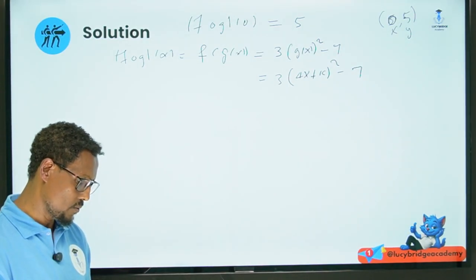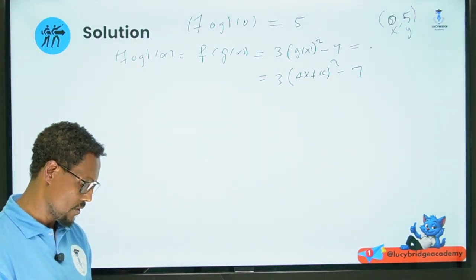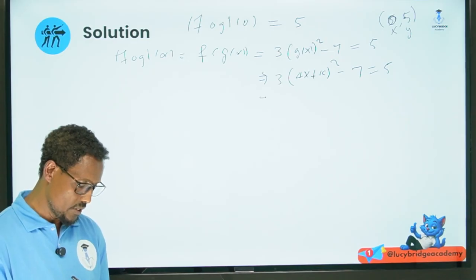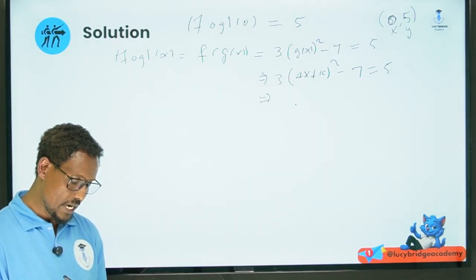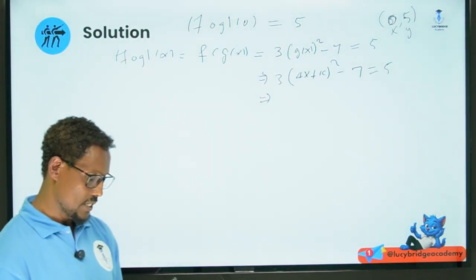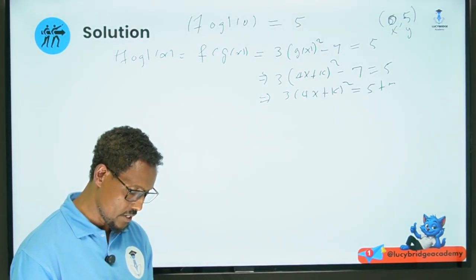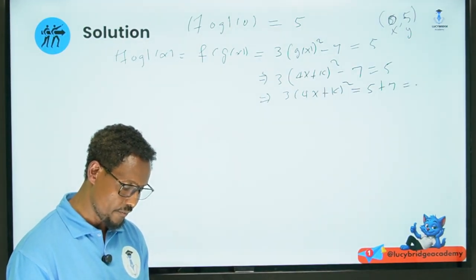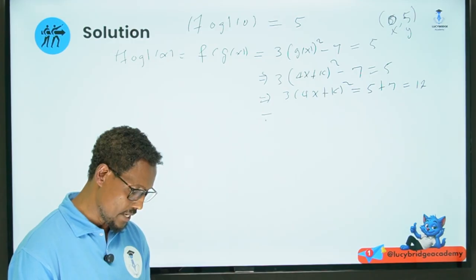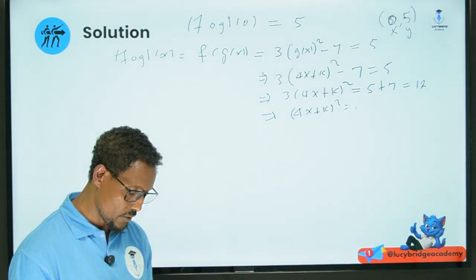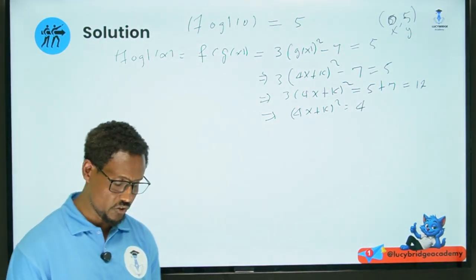This is equal to 5, which implies, adding 7 to both sides of the expression: 3 times (4x plus k) squared is equal to 5 plus 7, which is 12. This implies (4x plus k) squared is equal to 12 over 3, which is 4, dividing both sides by 3.